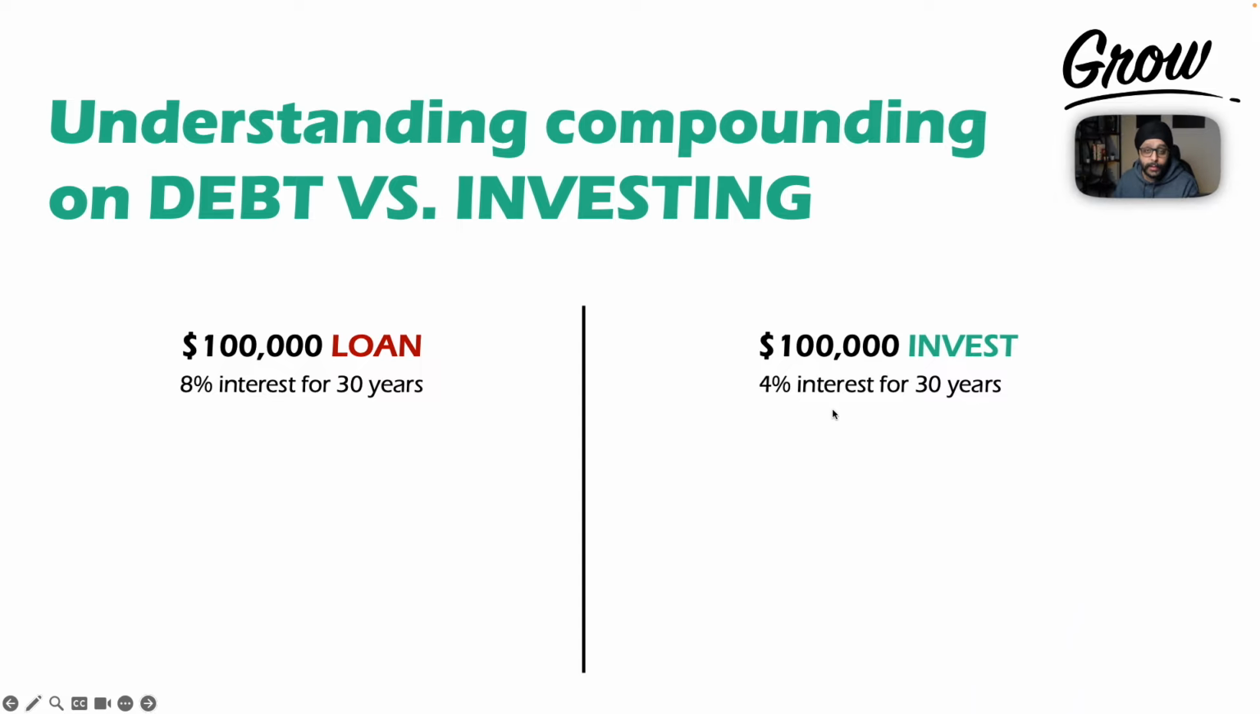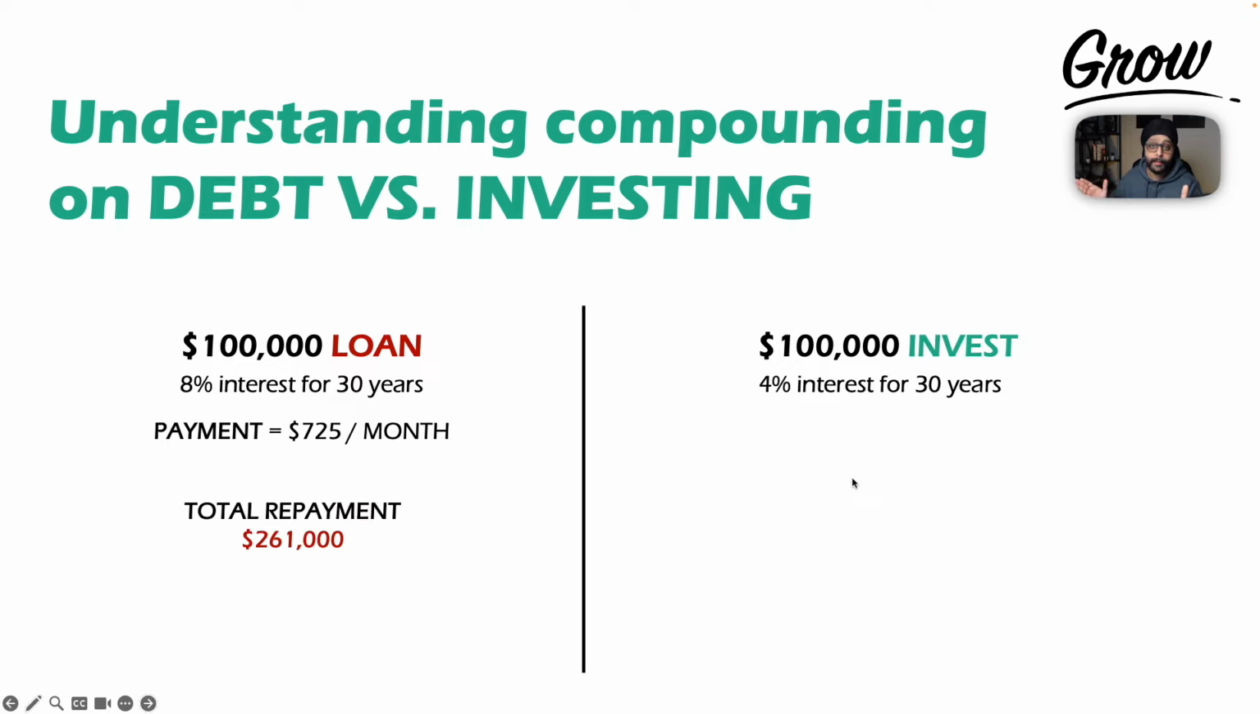And in scenario 2, you invest this $100,000 at 4% interest for 30 years. So 8% loan, 4% interest on the investment that you're making. Your monthly payment on the loan will be $725 per month, and this you'll do for 30 years. So in all, your total repayment, including the initial $100,000, will be $261,000. It's crazy, right? You'll be paying over $150,000 of interest on this.